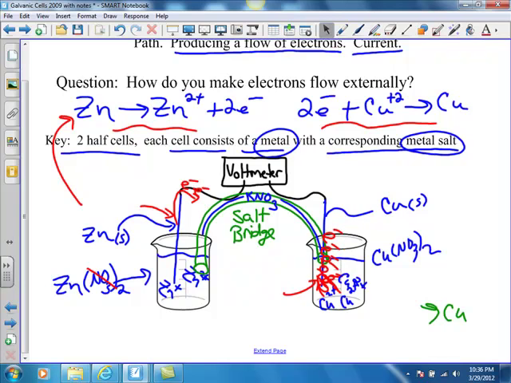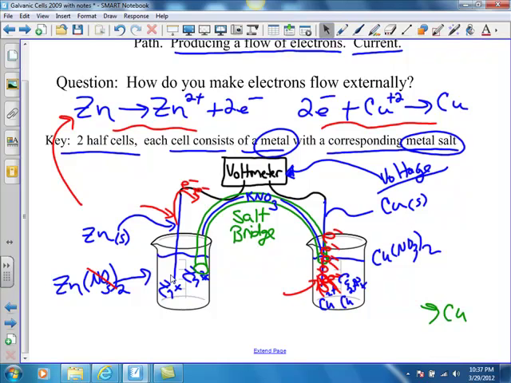But those electrons are flowing through the voltmeter. And what's happening is this voltmeter will actually register a number. It will register what's called a voltage. And we're not going to worry about that today, but it's going to give us a voltage that we can read. And I don't want to get into voltage right now.